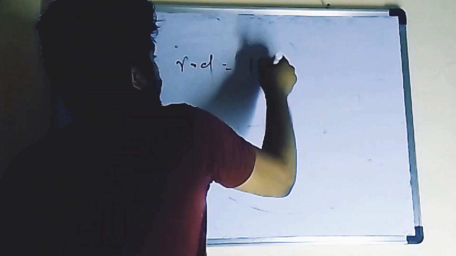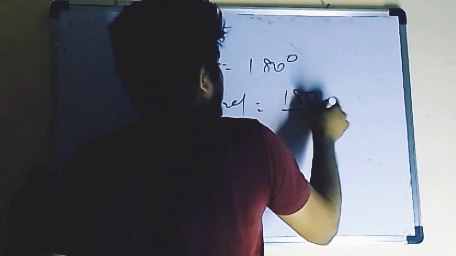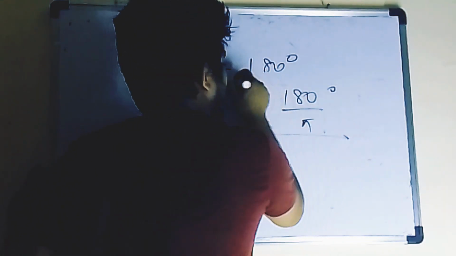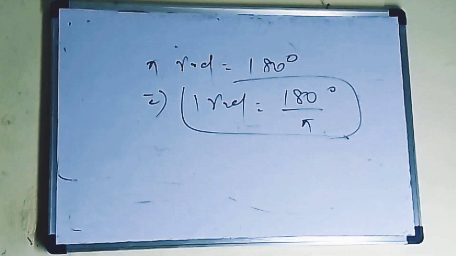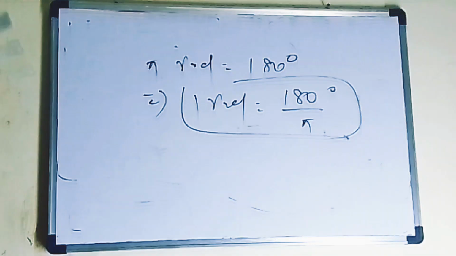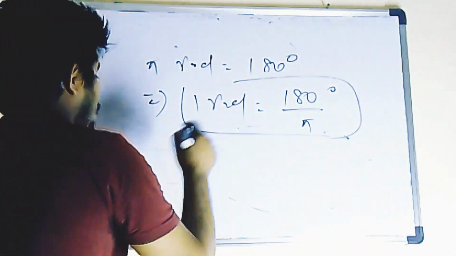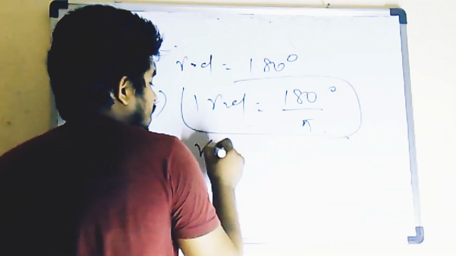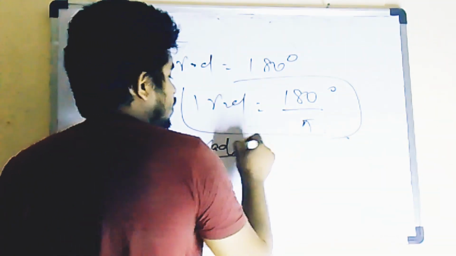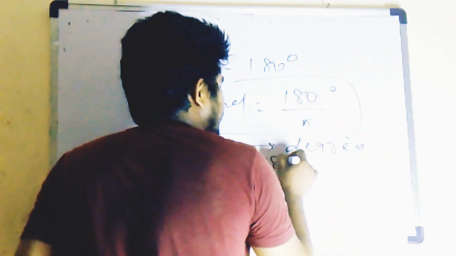Pi radian equals 180 degree. If I ask you what is 1 radian, it is 180 divided by pi degree. So 1 radian equals 180 by pi degree. This means that if you have to convert radian into degree, you have to multiply by 180 by pi. Clear?